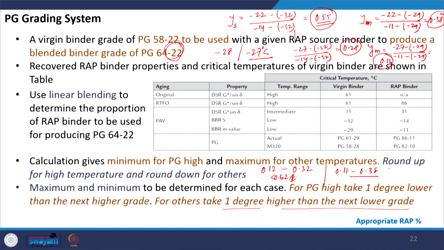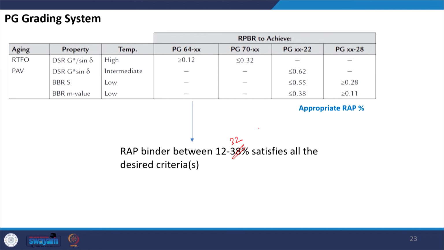Okay. So, looking at all these three values, what we can finally conclude, that we can take the final wrap between 12 to 32. So, if we take 12 to 32, it will satisfy all the criterias, okay, and which means up to maximum 32% is permissible in this particular example. So, if we take the wrap binder between 12 to 32%, it satisfies all the desired criteria, alright. So, I hope that this is again clear to you that how we do the calculation in case of PG grading system, a little more cumbersome than the viscosity grading system, but very easy to understand.